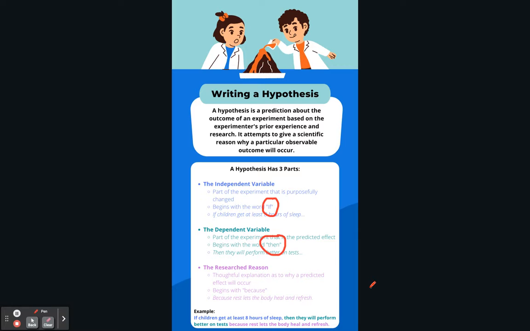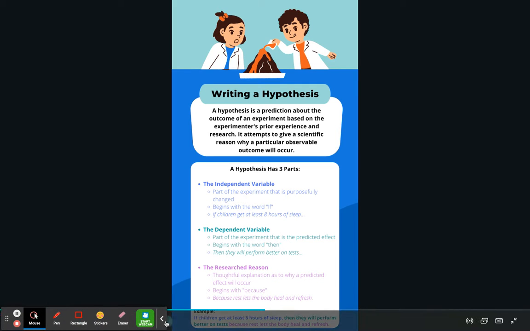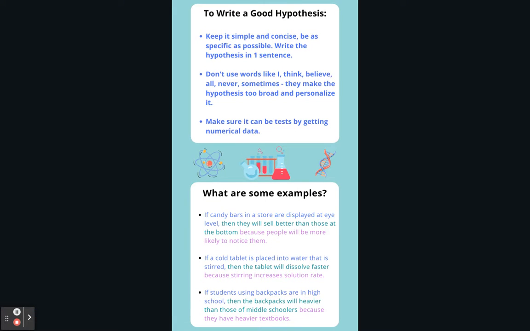Finally, the researched reason starts with the word because. This is the explanation using the research that you've done to back up your hypothesis. So if you look down at the bottom in the purple, it says because rest lets the body heal and refresh. A solid hypothesis contains all three parts of this hypothesis. On the next slide, we're really going to walk through how to write a good hypothesis.